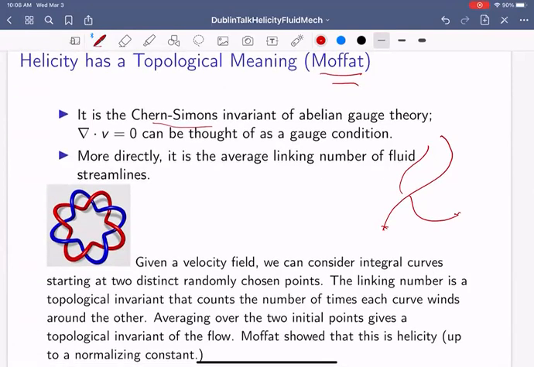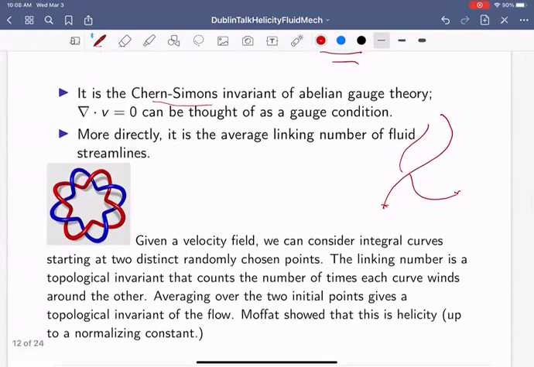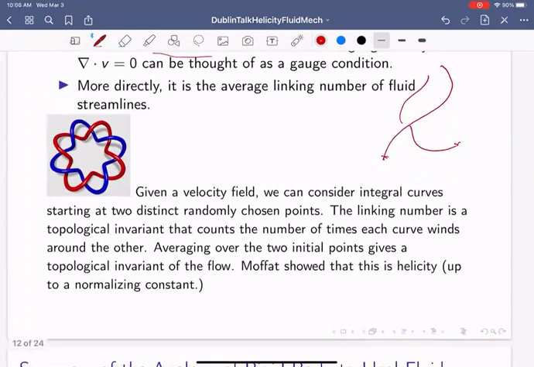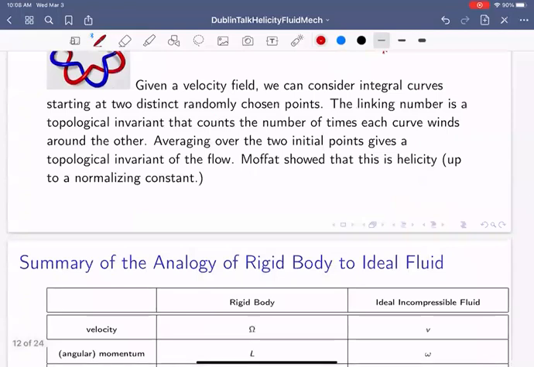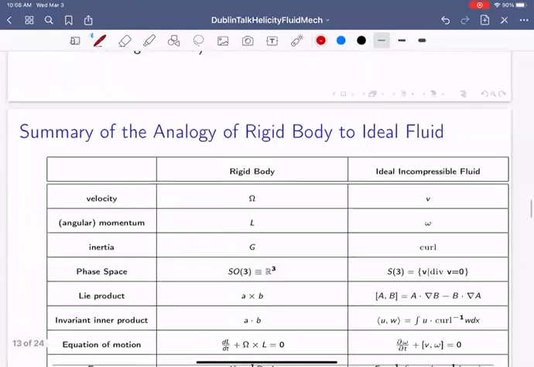I'm not going to give any proof. I don't know of any simple way to see that. It is a fairly deep argument, and both Arnold and Moffatt discovered this. And Moffatt's paper, I think, is very clearly written. And it really is a classic paper of fluid mechanics.